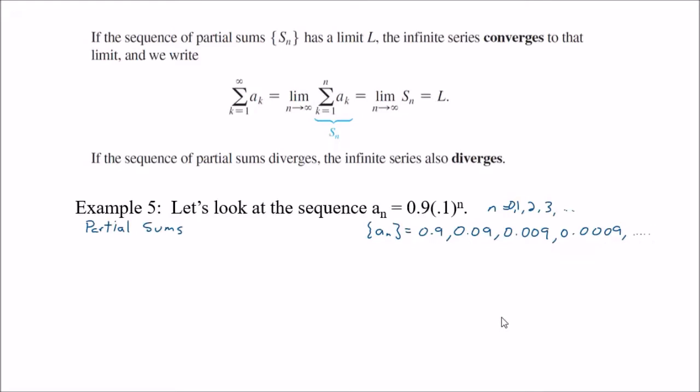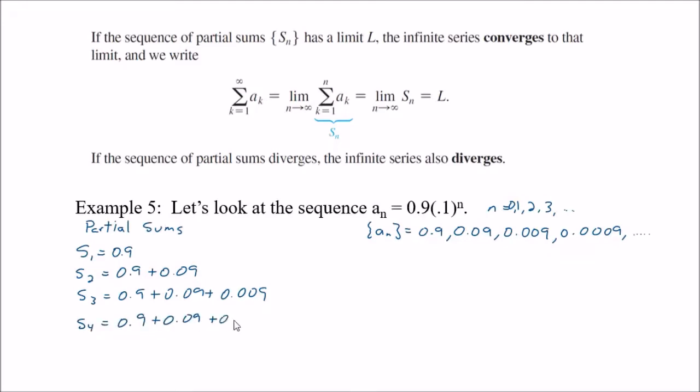Now we want to look at the partial sums. So let's look at S1. So S1 is just the sum of the first term. Well, that's just one term. S2 is the sum of the first 2 terms. S3 is the sum of the first 3 terms. And S4 is the sum of the first 4 terms. Can you see what's going to happen here? And we could keep going.